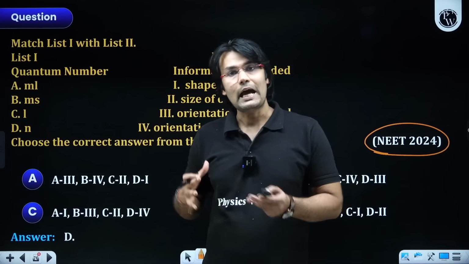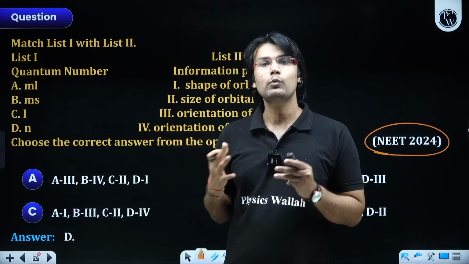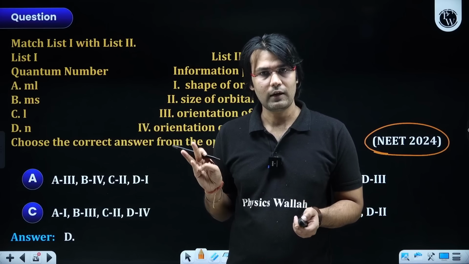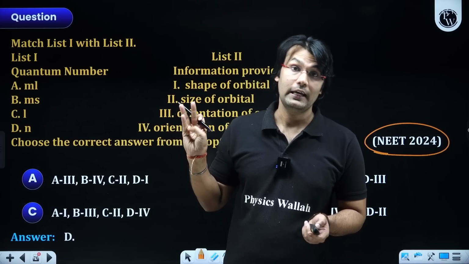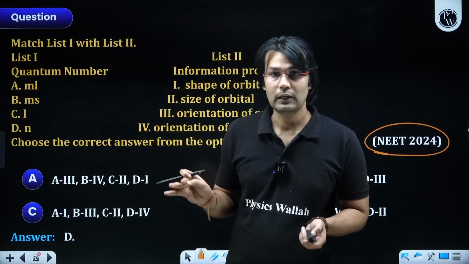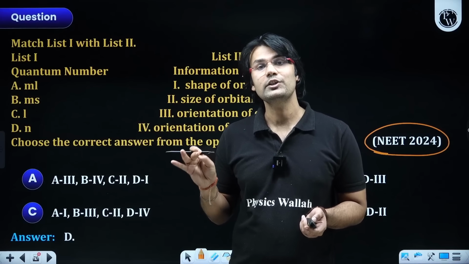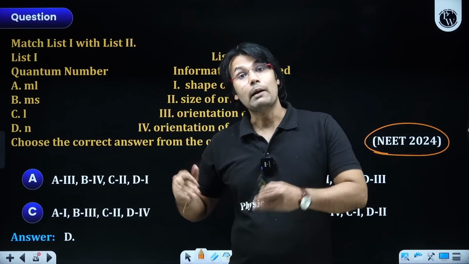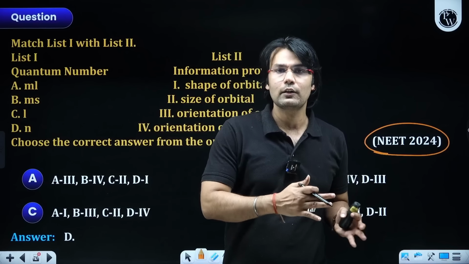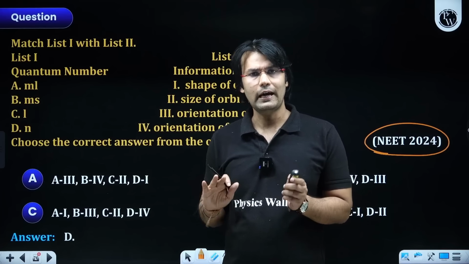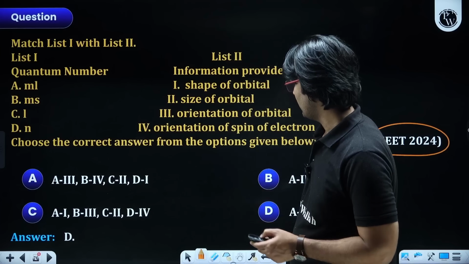So what are the applications of each and every quantum number? From that also we get questions, right? Principal quantum number tells you about energy and size of orbital. Azimuthal quantum number tells you regarding the shape of orbital. Magnetic quantum number tells you about number of orbitals and orientation of orbital. Spin quantum number tells you regarding the clockwise or anti-clockwise spin of electron.